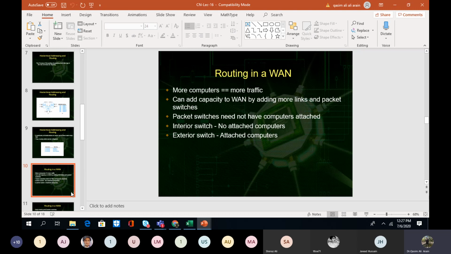So such packet switches which are connected with the computers are called your exterior switches. And those packet switches which are not connected with the computers but are internally connected are called your interior switches. Hopefully that is clear to all of you guys.